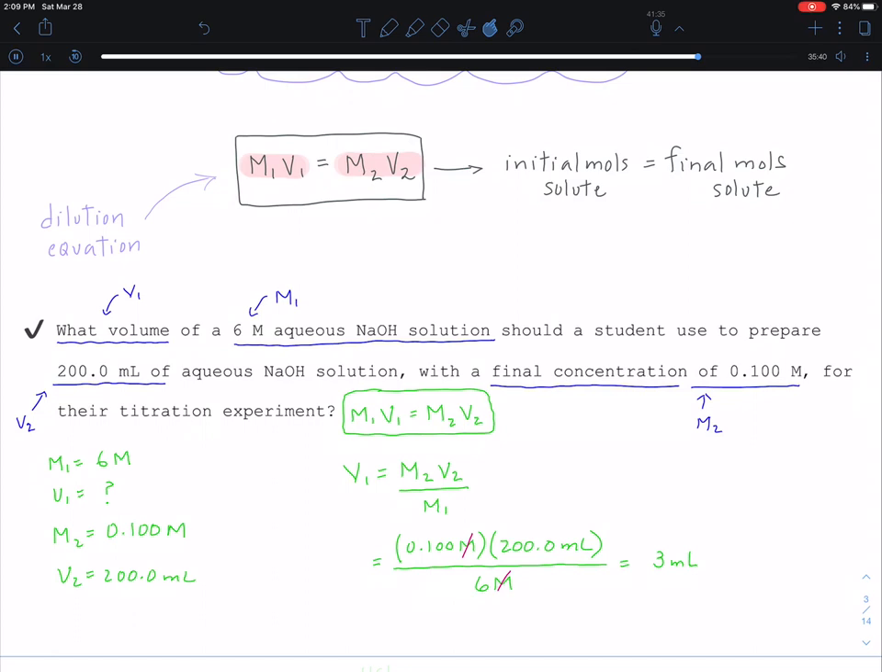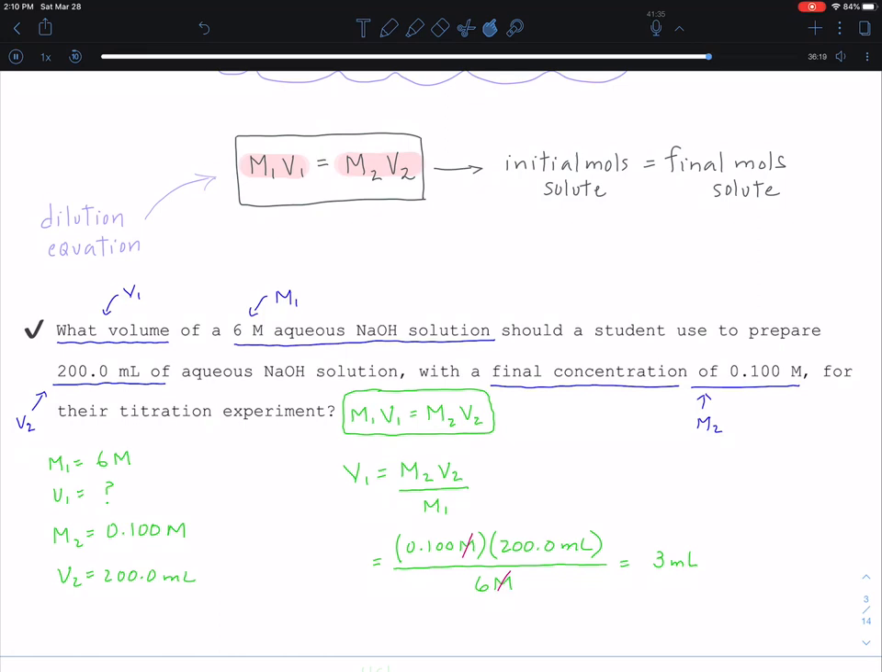Does that make sense? So that's really what that 3 milliliters is telling you. It's how much of that stock solution you're going to add to enough water, or in other words, add enough water to that stock solution to come up with that final volume that has a final concentration of 0.100 molar. So there's a bunch of different ways you can word it. What you are not doing is taking 3 mL of a 6 molar aqueous sodium hydroxide solution and then adding 200 mL of water to it. That's what you're not doing, right? You will not have a concentration of 0.100 molar if you do that.